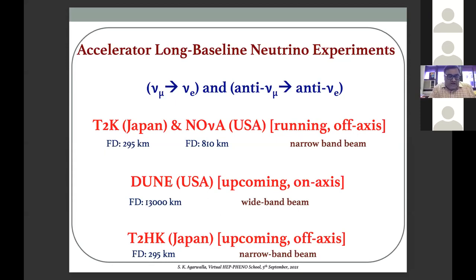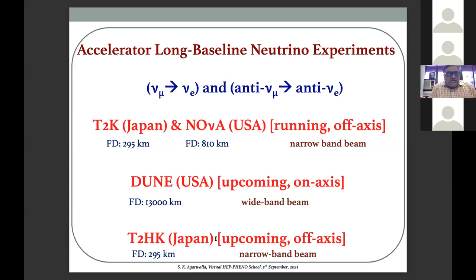This is the Deep Underground Neutrino Experiment in the USA, and it will have a baseline. I'm sorry for my typo. This is 1300, not at all 13,000. It will cross the diameter of the Earth. I apologize for that. This is 1300 kilometers. But what is the difference? This is a wide band beam because your detector will be on axis compared to your flux, and you will see a wide range of energies in your detector, the neutrino energies. And this is T2HyperKamiokande. This will be a detector huge in size, okay?